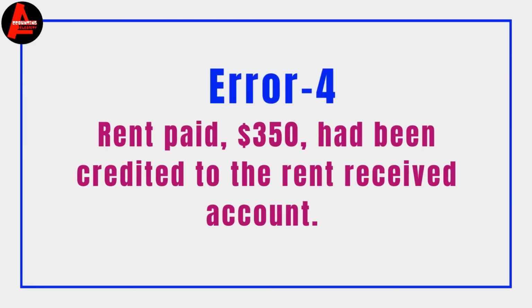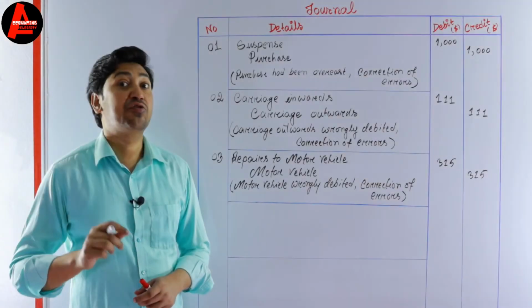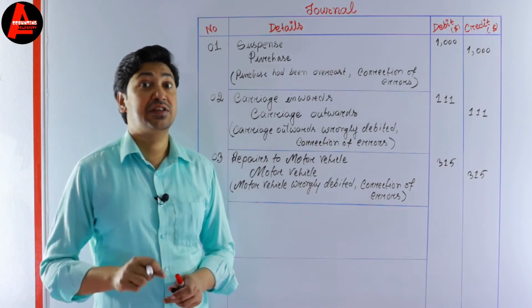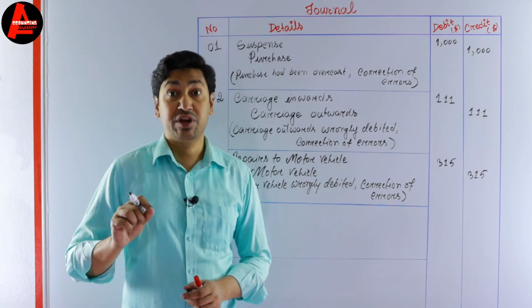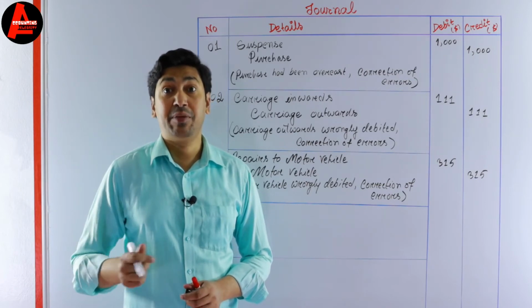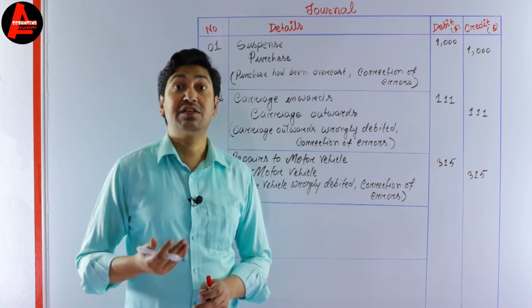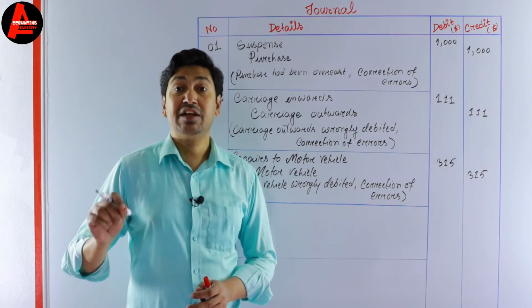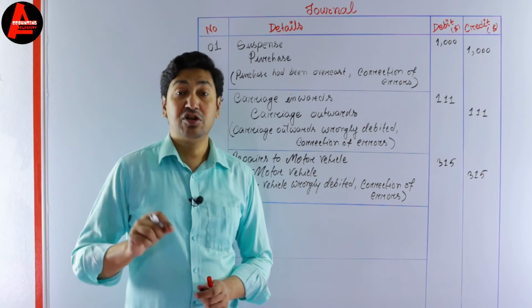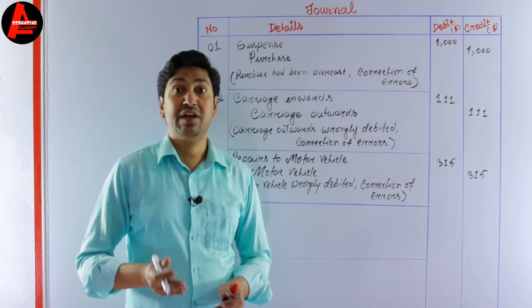Rent paid $350 had been credited to the rent receipt account. So rent receipt account had been credited. You already know rent receipt is an income. So here mistakenly income was credited. Now to rectify, you have to debit the income. When income was credited, income had been increased. Now we have to decrease this income. So decreasing in income will be debited.